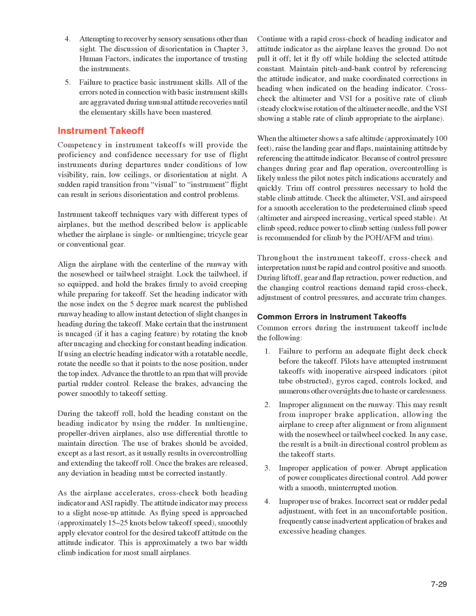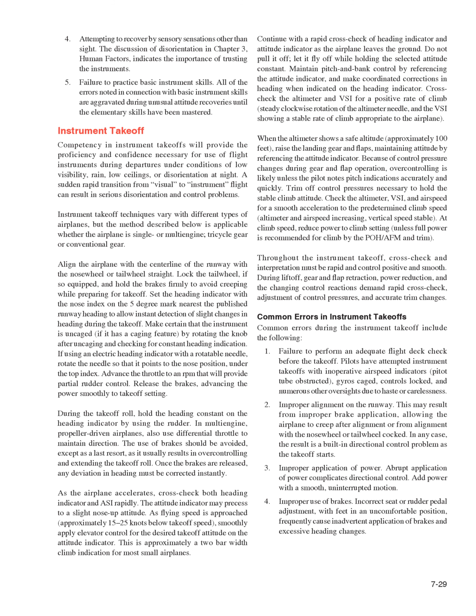As the airplane accelerates, cross-check both heading indicator and attitude indicator rapidly. The attitude indicator may precess to a slight nose-up attitude. As flying speed is approached, approximately 15 to 25 knots below takeoff speed, smoothly apply elevator control for the desired takeoff attitude on the attitude indicator. This is approximately a 2-bar width climb indication for most small airplanes.